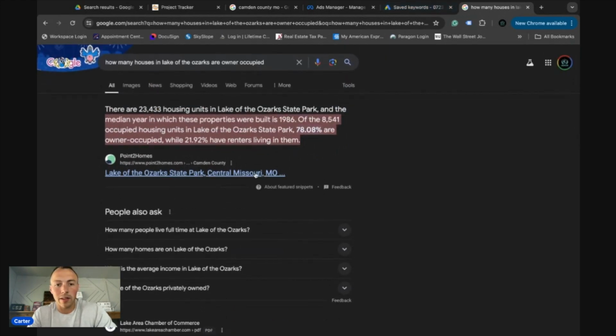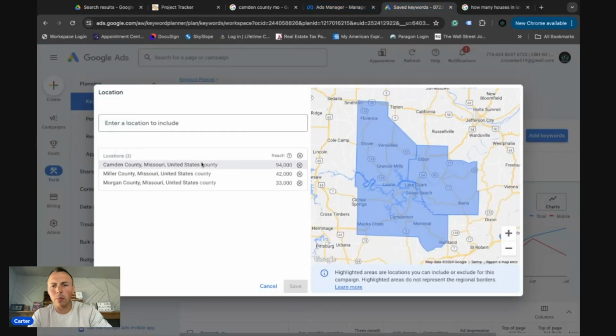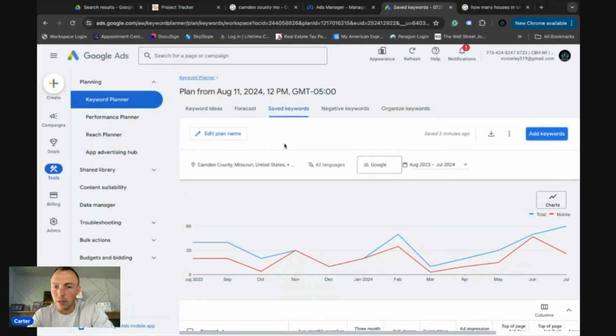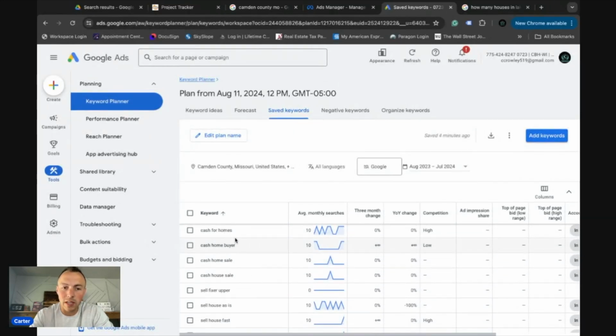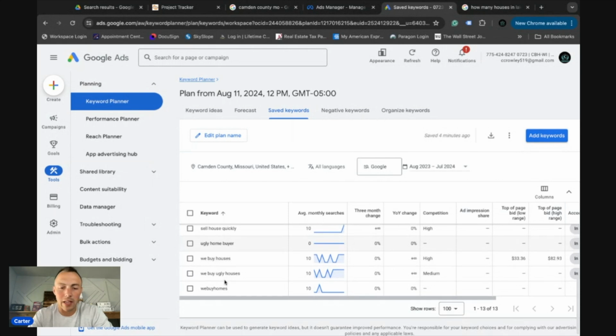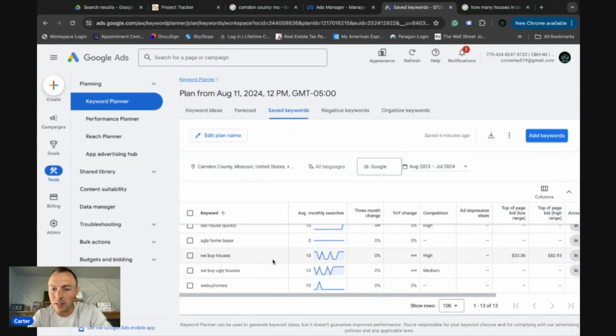I did a quick Lake of the Ozarks Google search. But what I'm specifically doing here on Google, this is a Google tool that allows you to target specific areas, get some search optimization or search results from those areas to check costs. So what I'm doing here is I typed in the counties that I'm looking for, and then I searched keywords. So cash buyers, cash home sale, all these different cash for houses, we buy houses searches.